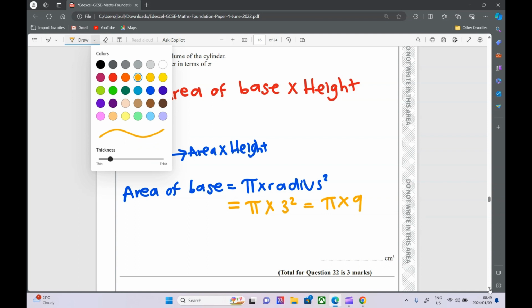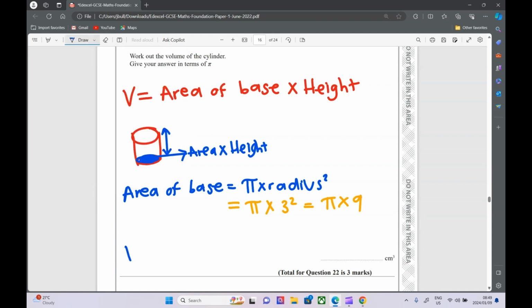So then if we want to work out the volume, we're just going to say volume is the area of the base, so pi times 9, times the height, which is 5. And then you can just simplify this. So 9 times 5 is 45 pi. Or you can write 45 times pi, but if you really simplify, that's how you're going to write it. And you can see volume is always centimeters cubed.